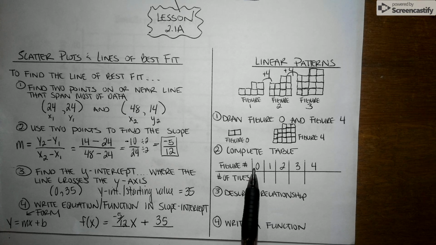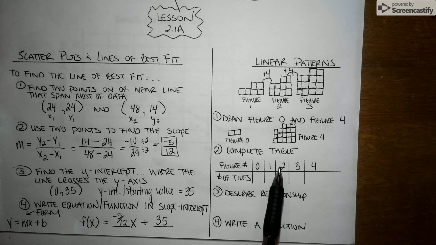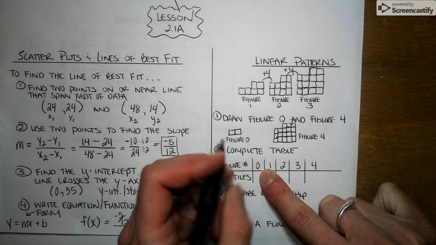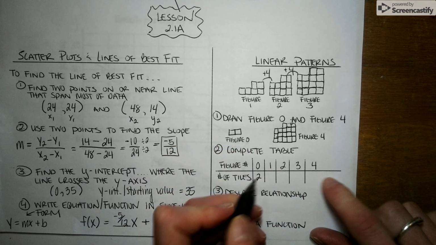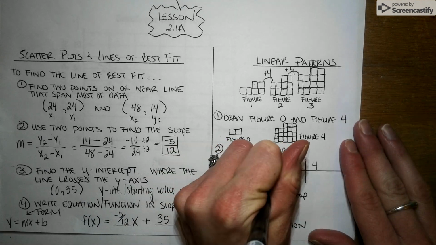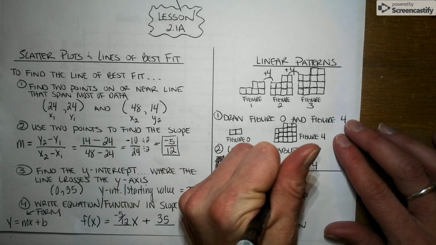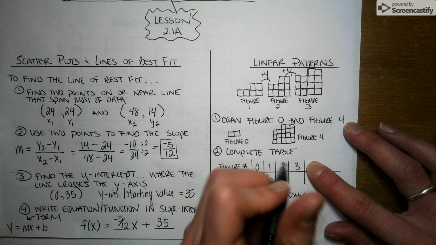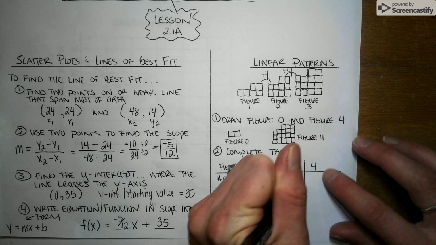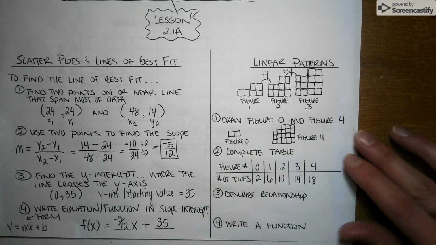For figure number, I have figure 0, 1, 2, 3, and 4 recorded. When I look back up at my drawings, figure 0 has a total of 2 tiles. Figure 1 had a total of 6. Figure 2 had a total of 10. Figure 3 was 14. And figure 4 we determined to be 18.